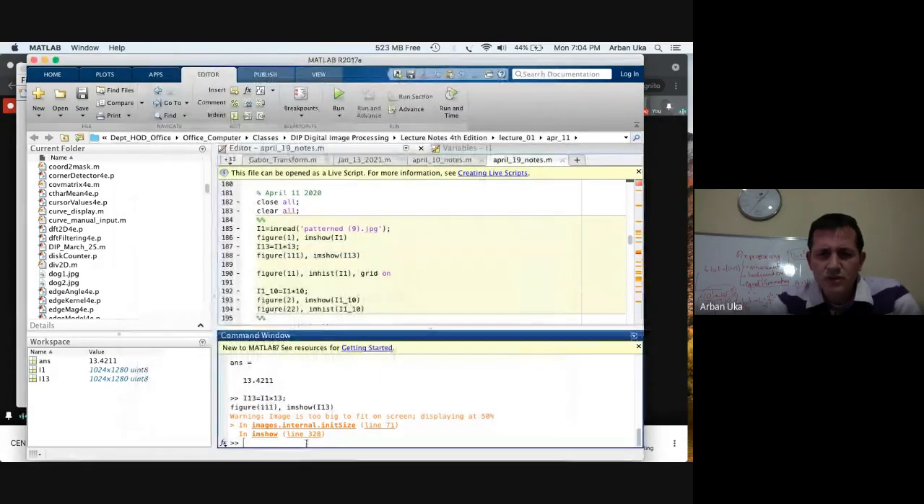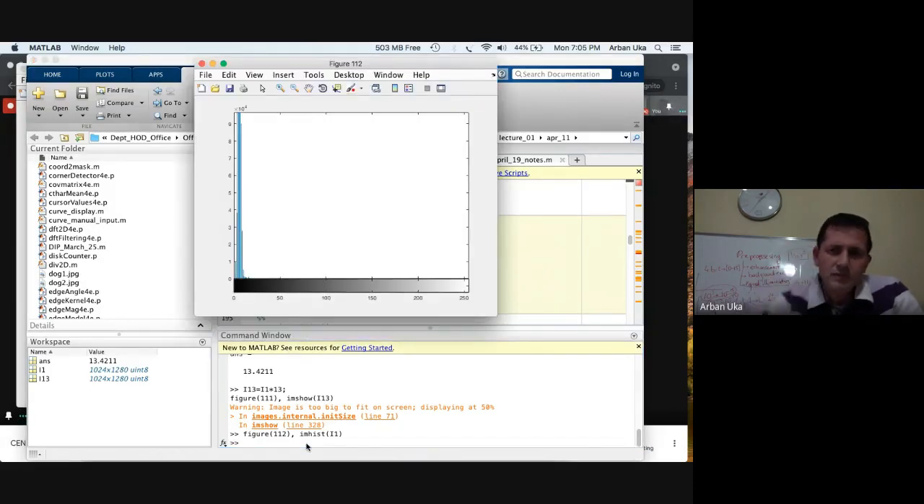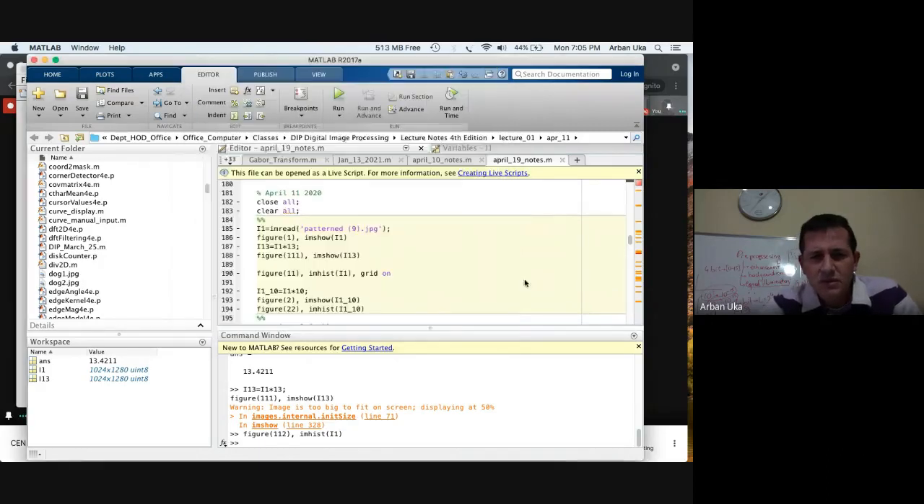So, for example, let's see also figure 112. Let's see the histogram of image 1. It will be good. Let's see what we observe. So there they are. All the pixels are down here. That's why we cannot see it, because we cannot do that well. Humans, that's the best we can do.